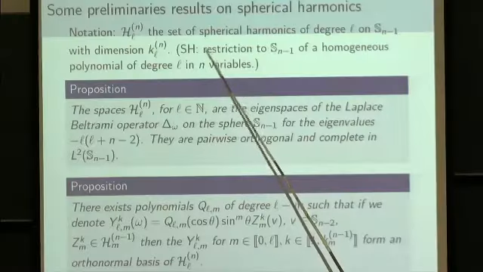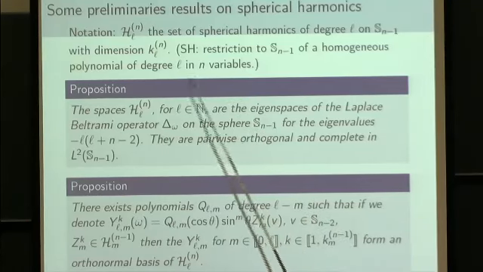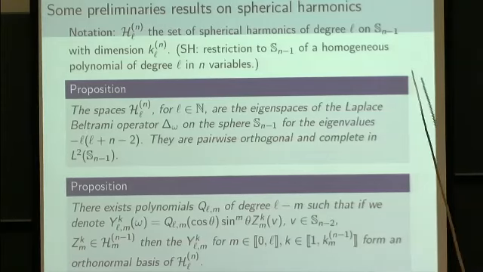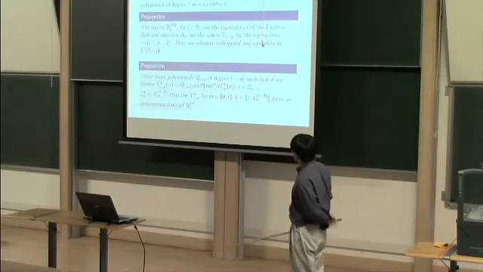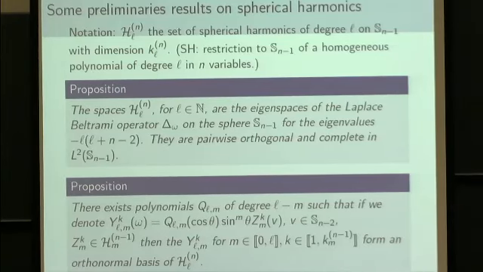Spherical harmonic function counting basically means homogeneous polynomials of degree L restricted to the sphere. That's the definition of spherical harmonic function. And we denote this space by degree L. Here n is the dimension, S^{n-1} is the space, and we call the count K_L the number of polynomials of degree L. Okay, so now the Laplace-Beltrami operator gives a complete orthogonal system by these spherical harmonics.